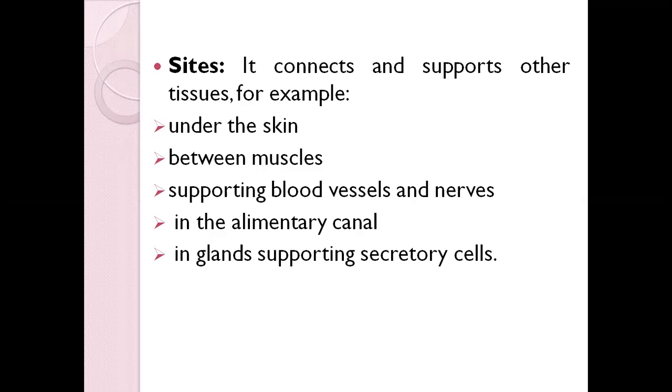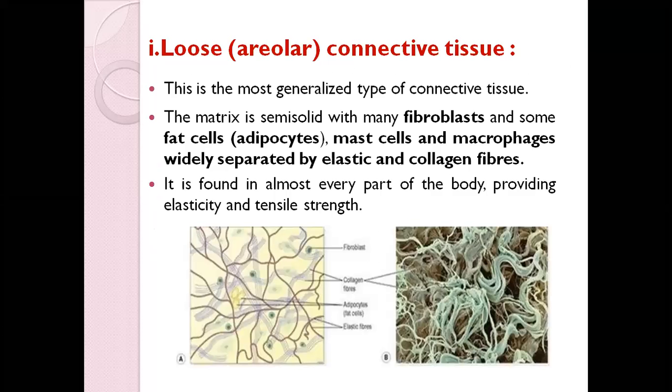It is found in the alimentary canal. Whenever we say alimentary canal, it means your digestive system. This will be taught later. Digestive system is the other name of the alimentary canal. It is also found in all those glands, supporting the secretory cells. So this is about your loose connective tissue.